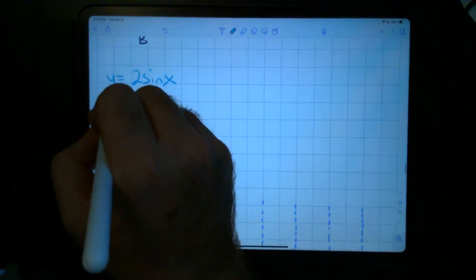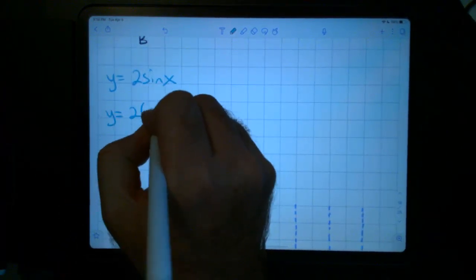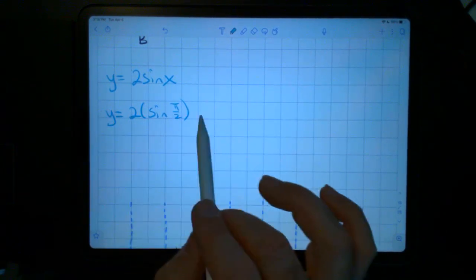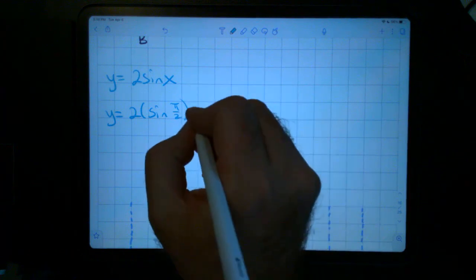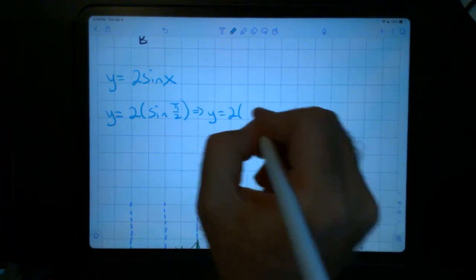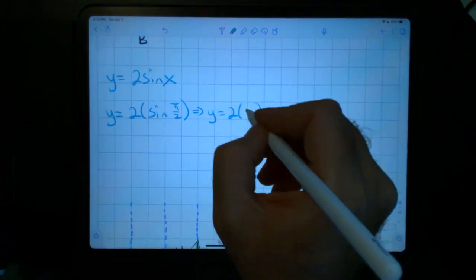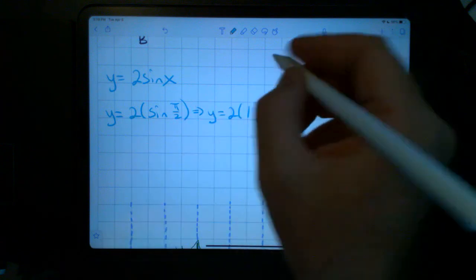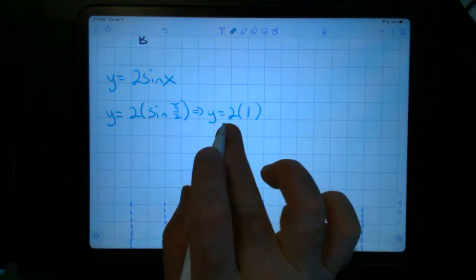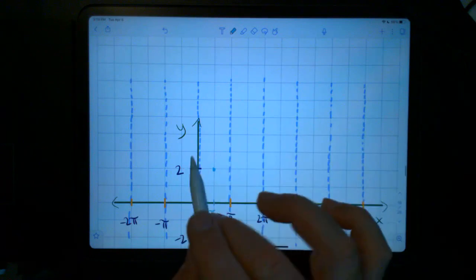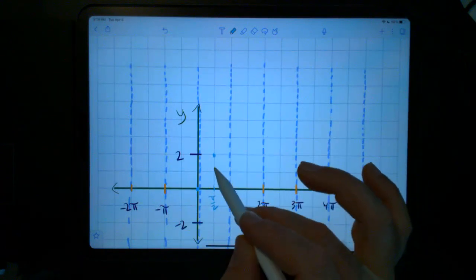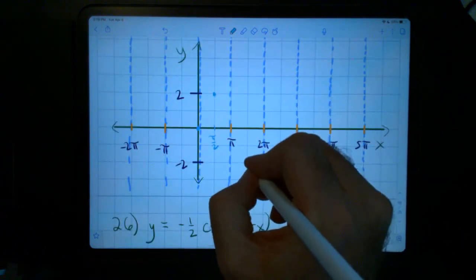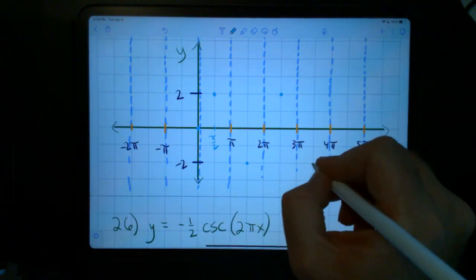And I'll write it out here again. If we have, when x is pi over 2, we have this situation going on. So this is y is equal to 2 times whatever this is. Well, this happens to be 1. Therefore, this tells us that when x is pi over 2, y is 2. 2 times 1 is 2. So that point's on the graph. Similarly, these points are also going to be on the graph.